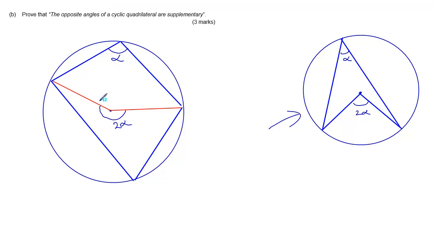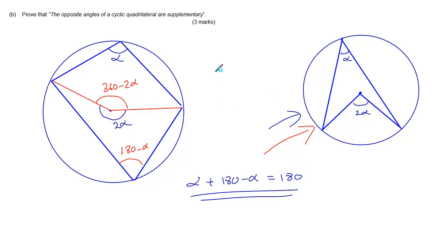Now, this angle here would be 360 take away 2 alpha, and then using the same theorem again, this angle here is going to be half of this one, which is 180 take alpha, and then we can see that these opposite angles, alpha plus 180 minus alpha, equal 180. But as I say, you need to write down all of the steps very carefully and keep referring to the theorem that you're using.